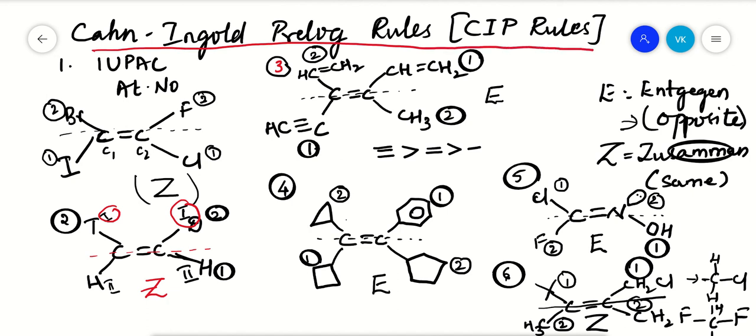First one is atomic number. Second one is if isotopes are present, you need to distinguish between your isotopes based on the atomic mass. Third one is based on double bond, triple bond or single bond. Triple bond is given more preference, double bond is given next, and then single bond. The fourth one, the cyclic structures. A larger numbered cyclic structure is given more priority than a smaller numbered cyclic structure.